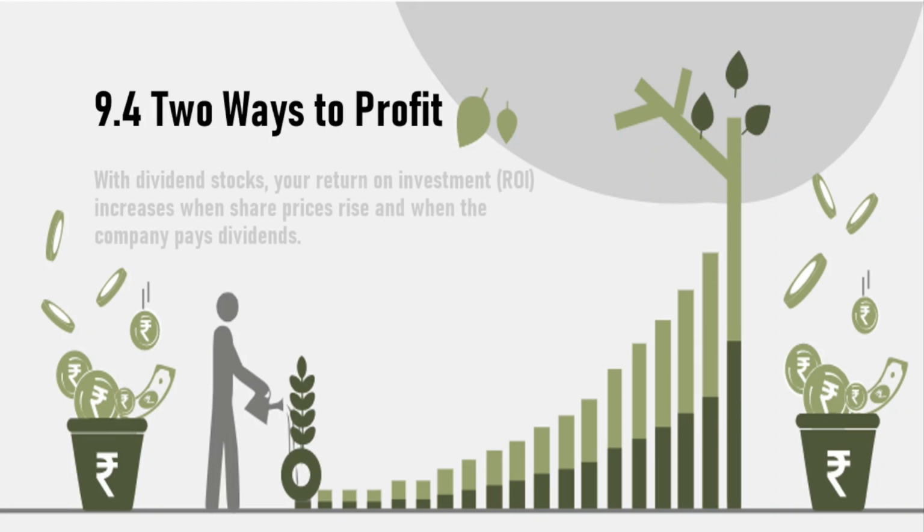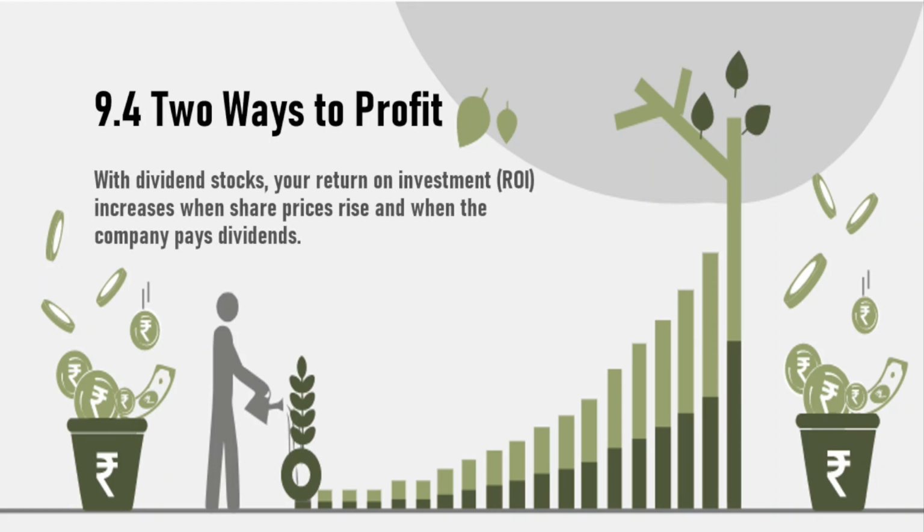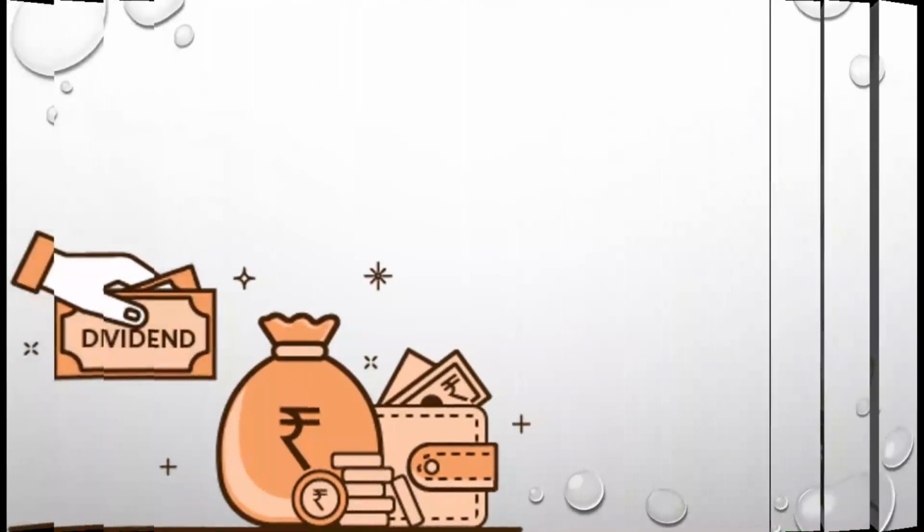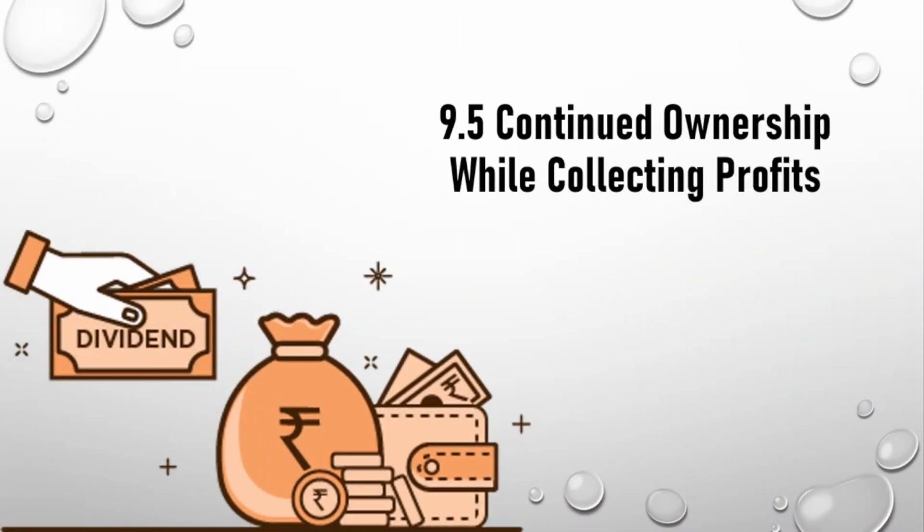With the dividend stock, your return on investment increases when the share price rises and when the company pays the dividend. With the non-dividend stock, the only way you can earn a positive return is through share price appreciation, buying low and selling high. Continued ownership while collecting the profit.